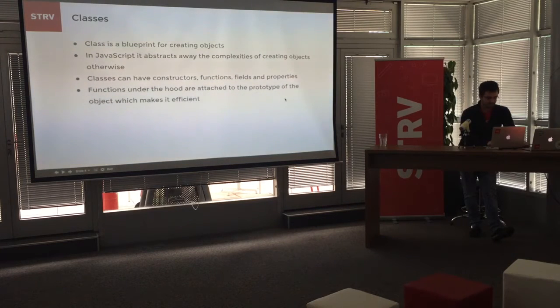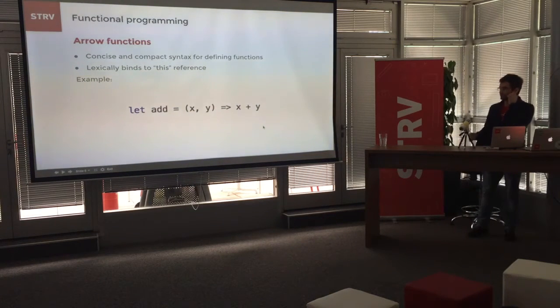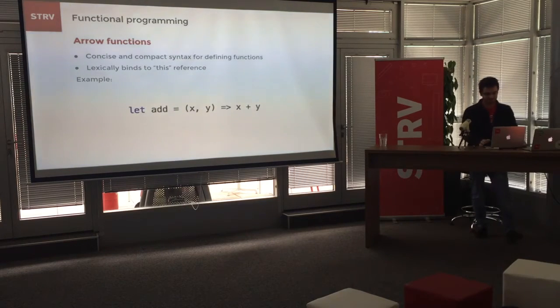Okay, moving on. Arrow functions. Everybody has a favorite feature in JavaScript, and many of the people here, at least at STRV, love arrow functions. They provide a very concise and short syntax for defining functions. The function on the slide takes in two parameters, x and y, and returns the sum of those two parameters. Even though it's not very intuitive here, I will show you why.